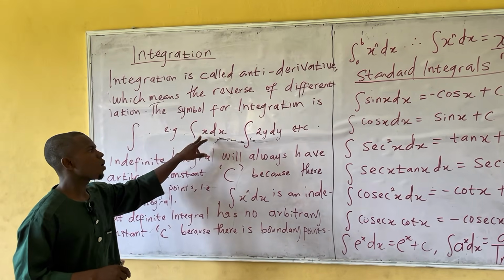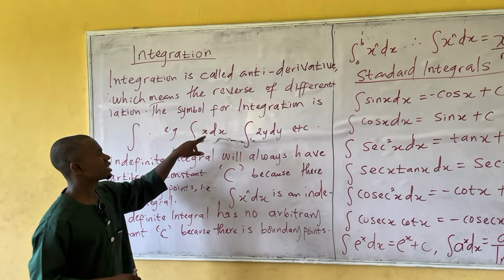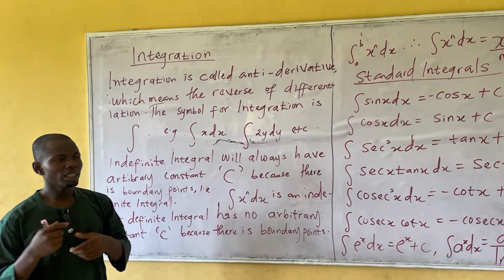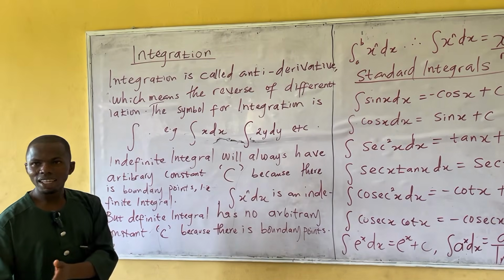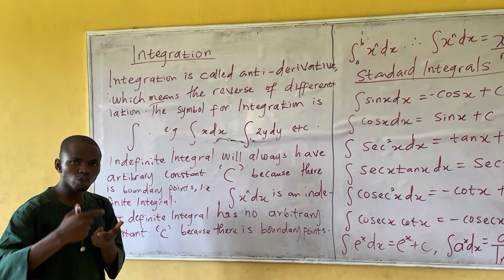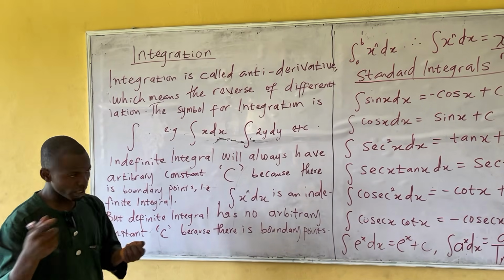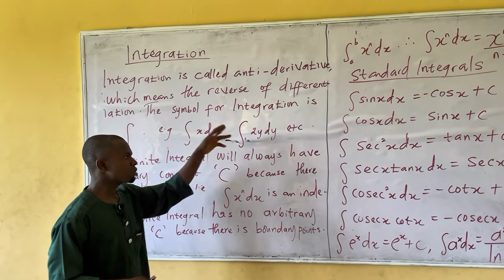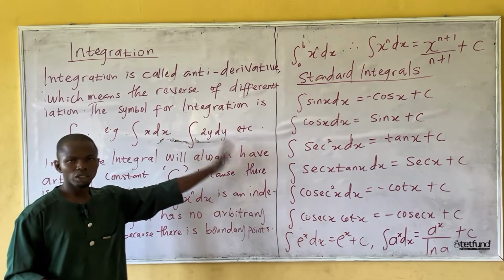For example, integral of x dx. Why are we writing dx? The reason is that for every integral, there must be a variable of integration. It can be integral of x dx, integral of x dy, or integral of x dw. You have to integrate with respect to something. It can be with respect to x, y, or anything. Look at this, integral of 2y dy. I'm integrating with respect to y. So this symbol means integral.